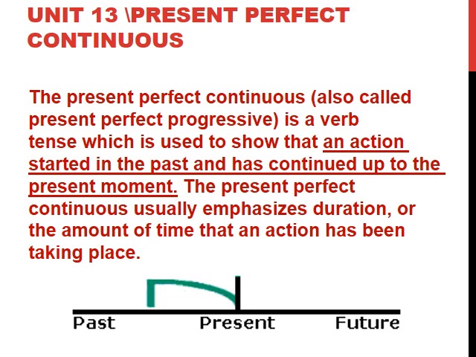So we have an action that began or started in the past, but it is still continuing up to the present moment. The present perfect continuous usually emphasizes duration or the amount of time that an action has been taking place. As you see here in this diagram, we have the past, the present, and the future tense. So the present perfect continuous tense started in the past and continued up to the present, as it is clarified here.